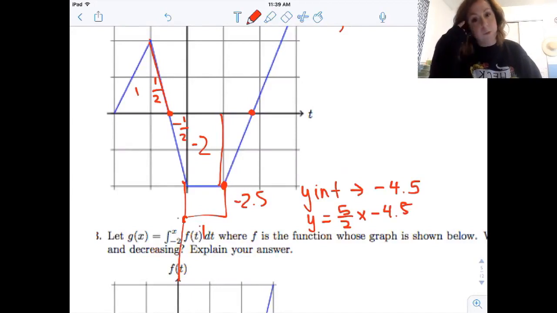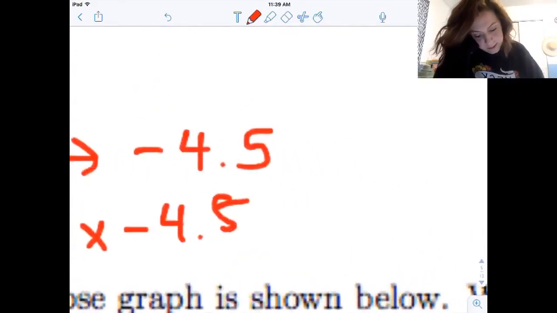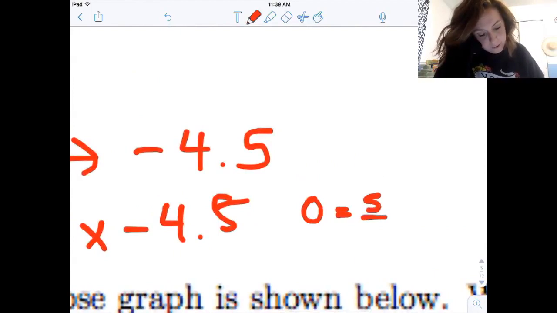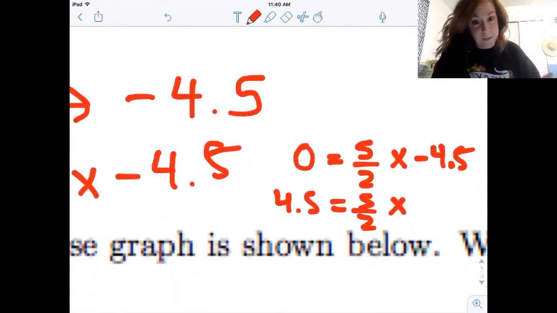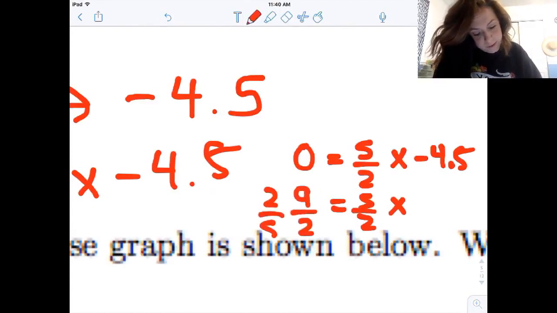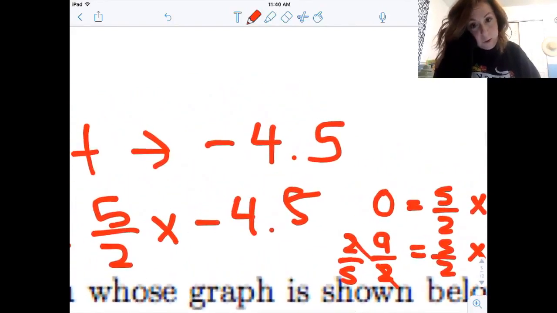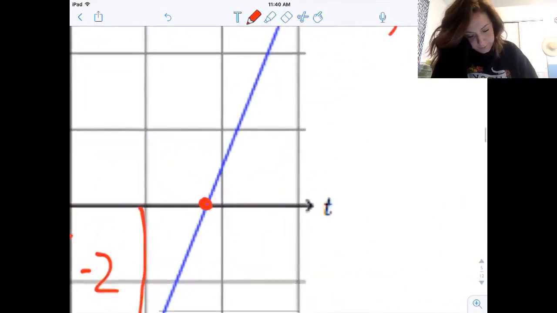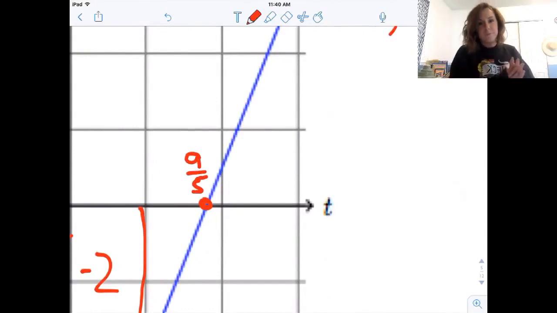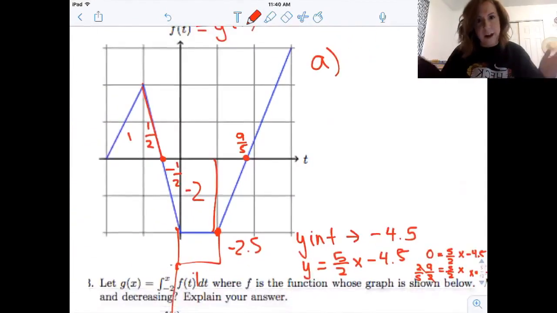So where would that equal 0? I'm going to set it equal to 0. So this would give me 0 equals 5 over 2 x minus 4.5. So 4.5 is 5 over 2x, multiplied by 2/5, or by the reciprocal of that. So that would be, I'm just going to make this into a fraction, 9 over 2 times 2 over 5. This would be 9 over 5. So my x coordinate there is 9/5. There's an easier way to figure that out, but that's where my brain was today.